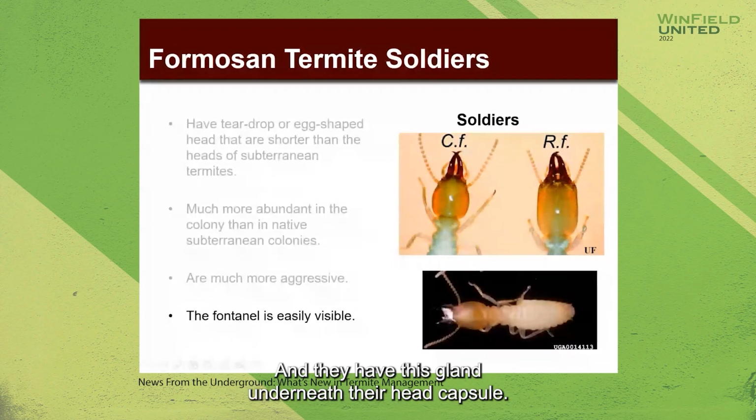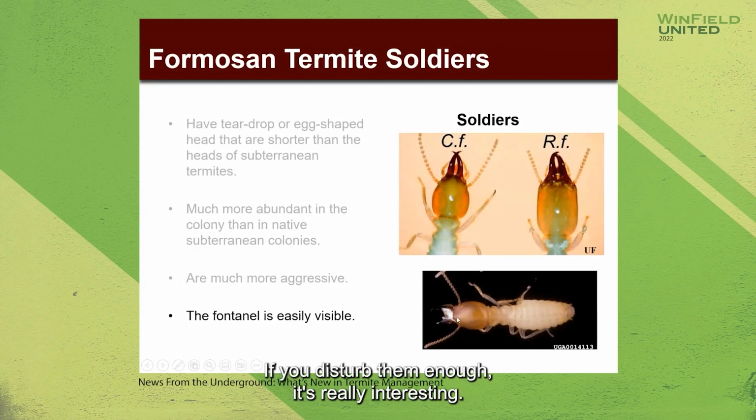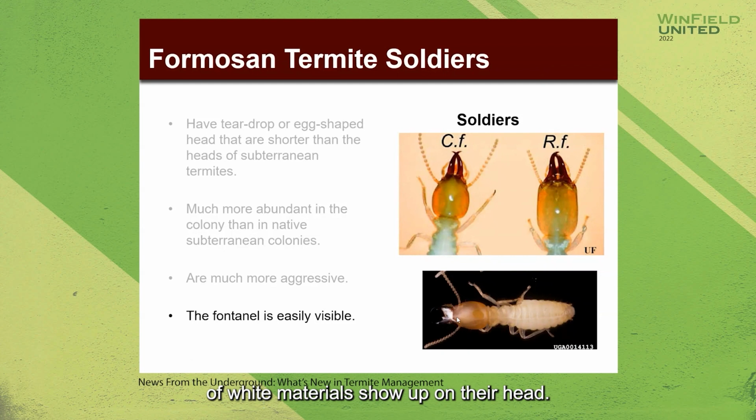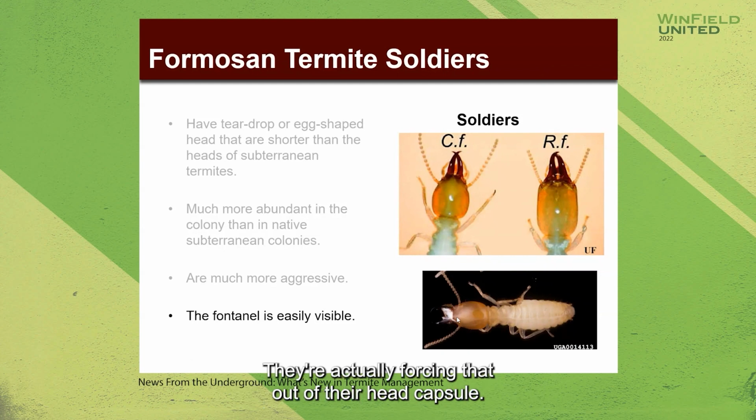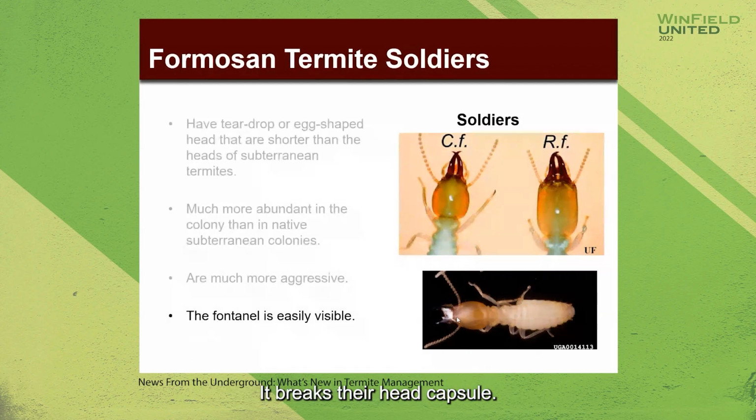And they have this gland underneath their head capsule. If you disturb them enough, it's really interesting. You'll see this little glob of white material show up on their head. They're actually forcing that out of their head capsule. It breaks their head capsule, so they're doomed at that point. They're going to die in a while. And that material is really sticky. It's very tacky. It actually looks and feels very similar to Elmer's glue. And if you touch it, they'll get stuck to your finger, which is really kind of comical. You've got this soldier hanging from your finger, kind of kicking around. The point of that is that material is of no consequence to you and I.